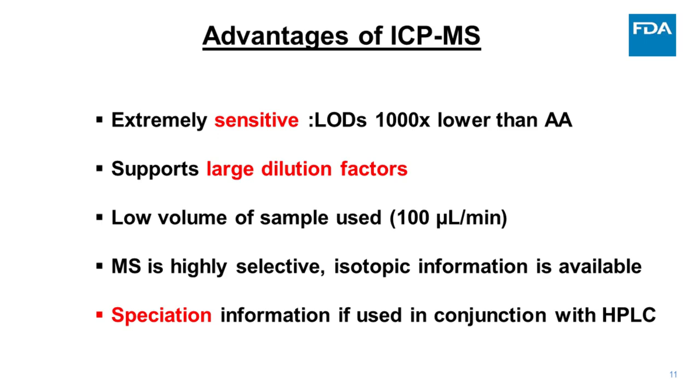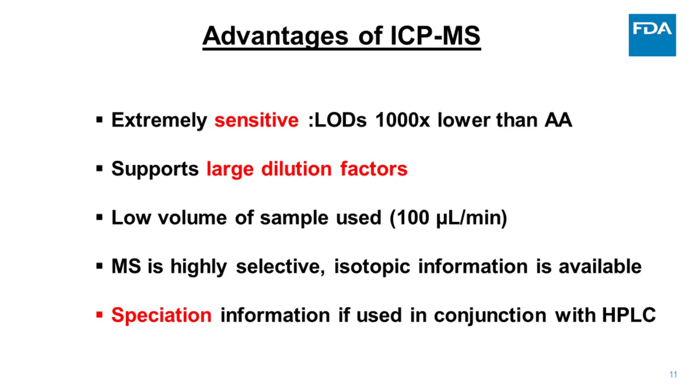So how does this sensitivity help us? What are the advantages of ICP-MS? As I mentioned, because it's extremely sensitive, at least 1,000 times more sensitive than atomic absorption, it supports large dilution factors. That is very helpful, because sometimes you have very little sample, for example only 0.5 ml of your unknown sample. You cannot do atomic absorption on that, because we need at least 2 ml for atomic absorption. Because ICP-MS is very sensitive, we dilute depending on the metal, like 100x or 10x, so we can easily do it using ICP-MS.